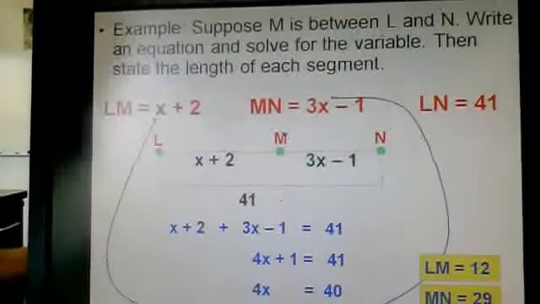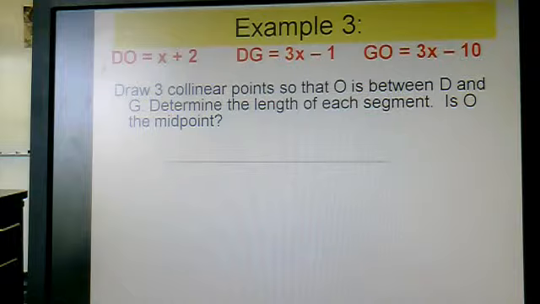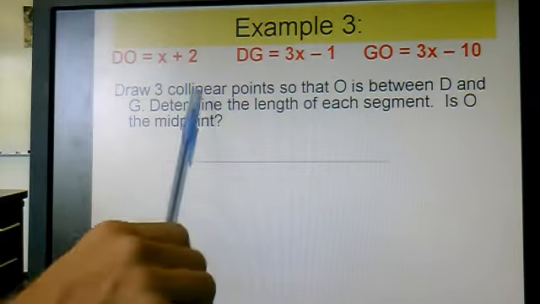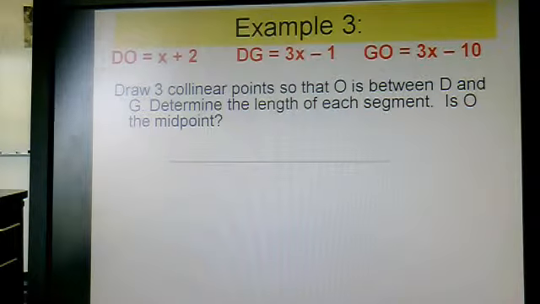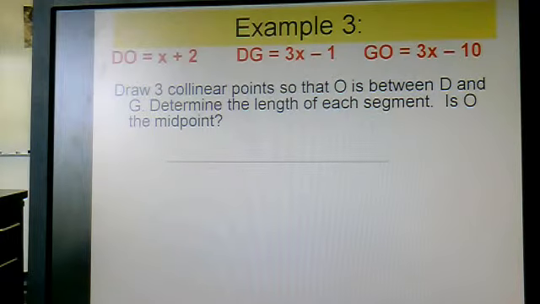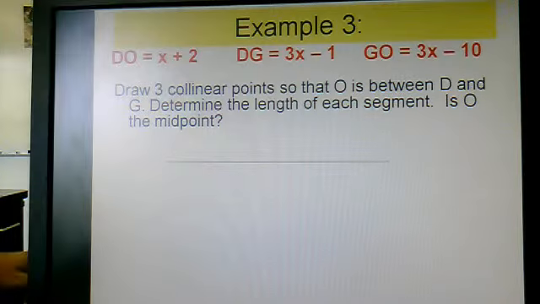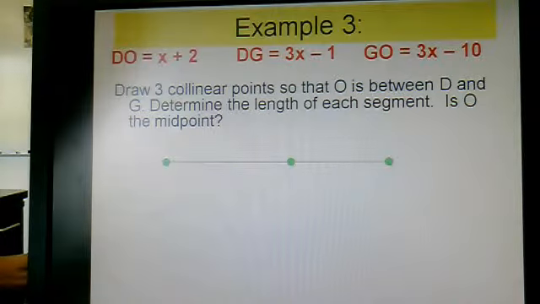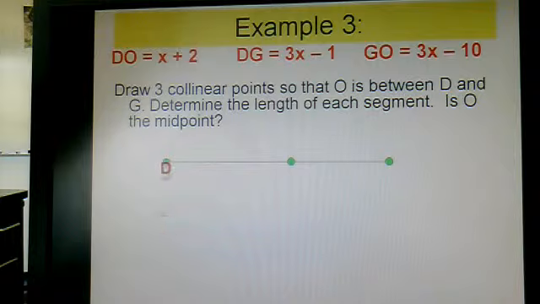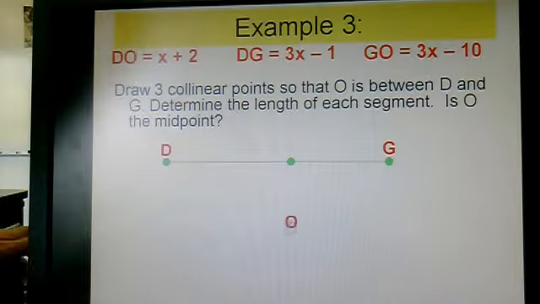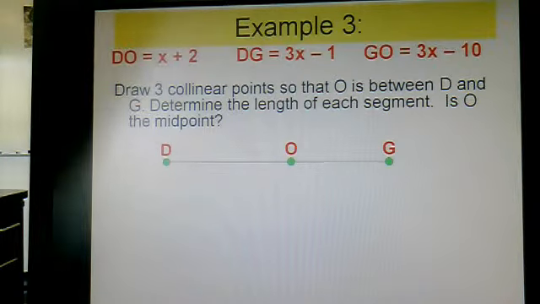Try the next one. It's very similar in nature. But again, drawing it correctly is critical. Got that vocab word from a couple days ago. 3 collinear points. So that O is between D and G. So you're either religious or you're like pets on this problem. It doesn't matter to me which one you want to go with. I've got O between D and G.